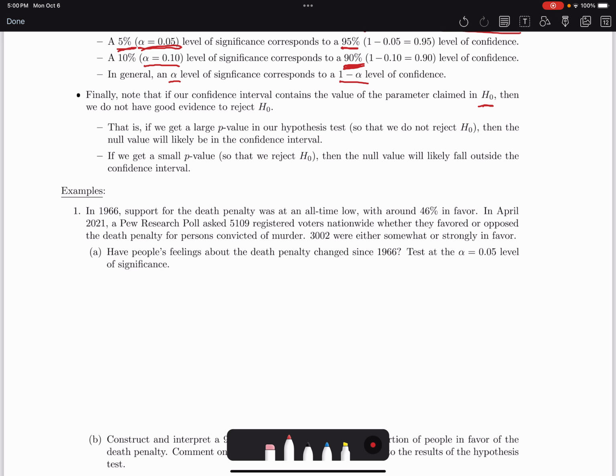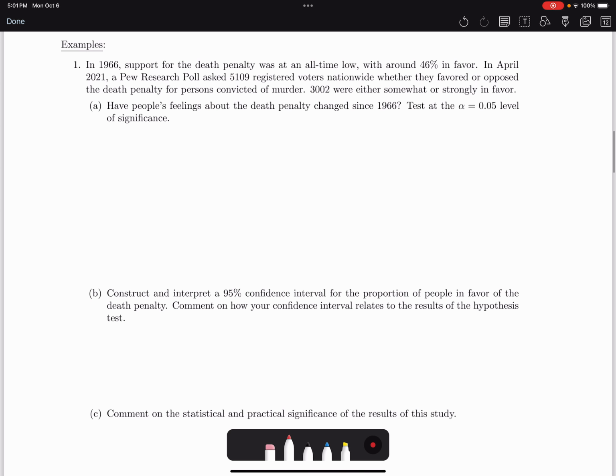So what that means when we're connecting confidence intervals to hypothesis tests is that if we get a large p-value in our hypothesis tests, then we're going to decide not to reject the null hypothesis. And what that means is that the null value, the value from the null hypothesis, is probably inside of our confidence interval. And conversely, if we get a small p-value, that means that we're going to reject the null hypothesis. Then the null value is probably going to fall outside of the confidence interval. So I want to walk through several examples, and we'll relate these things together. If that was confusing to you, hopefully it'll become more clear as we proceed through the examples.